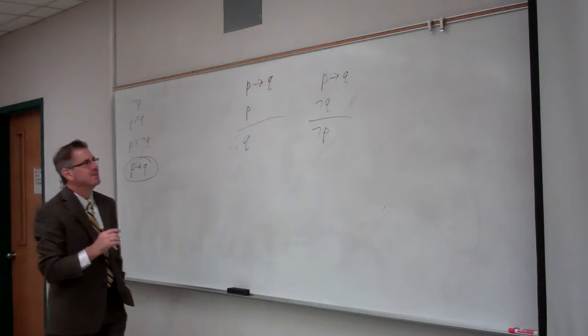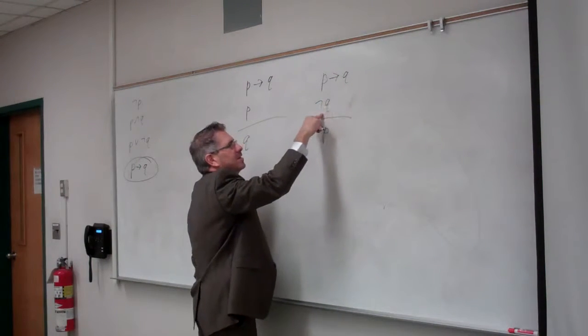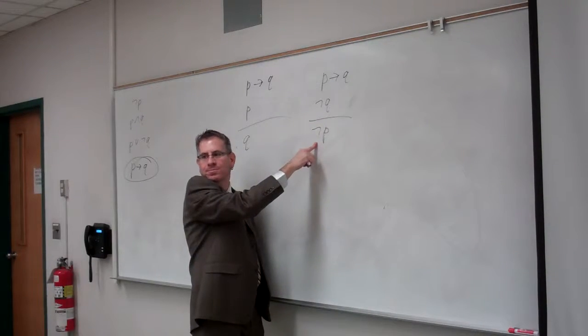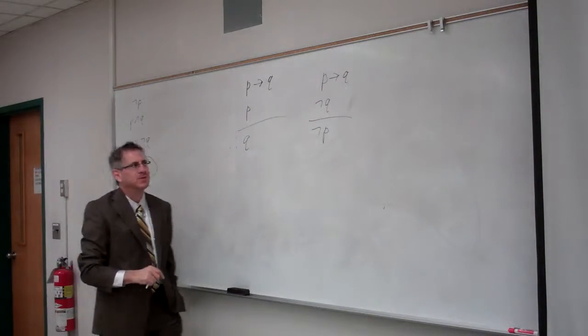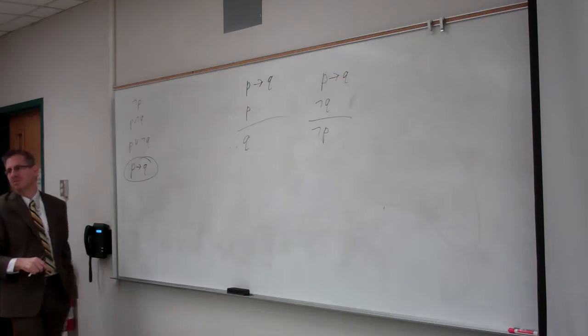If you show up for the final, then you'll pass the class. And you don't pass the class, you can't have shown up for the final. Because this says if you show up for the final, you will pass the class. So the only way that this and this can both be true is if P was false.